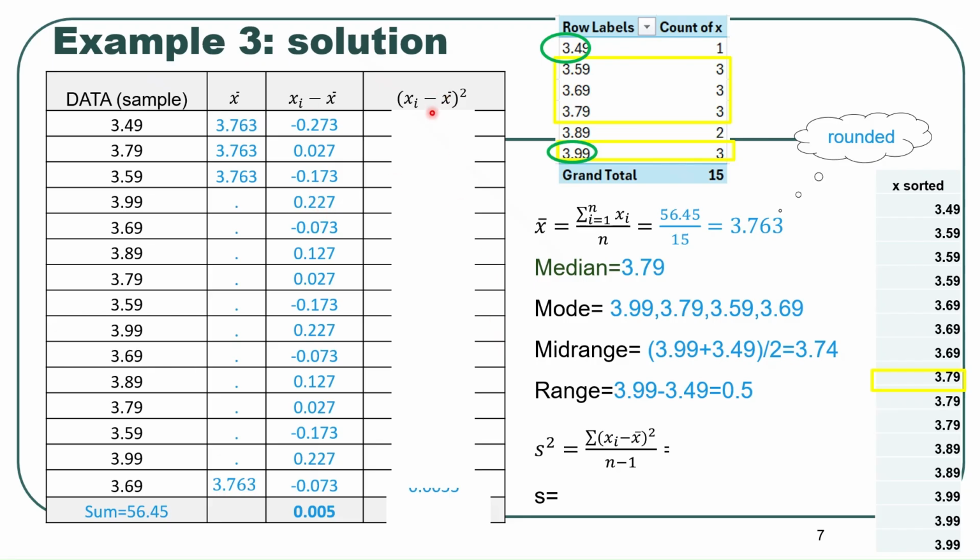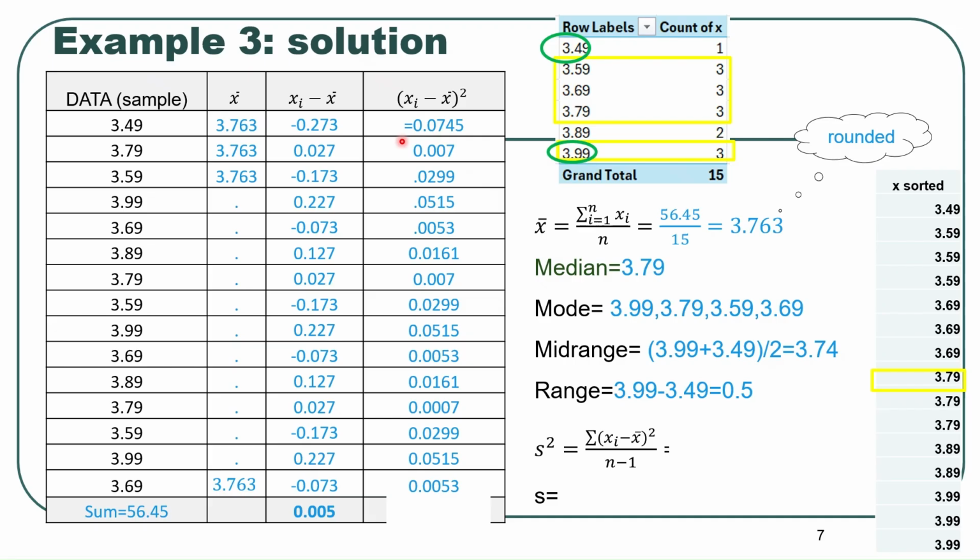So what we need is to add the squared deviations. Let's get the first one: minus 0.273 squared. It gives me that value. Similarly for all the other values, I square each of these, which gives me these values. Adding these up gives me that value. This is actually what I need in my sample variance, and I'm going to divide over 15 minus 1, which is 14. So this is the variance. Now, the standard deviation is the positive square root of that value, which is 0.162.